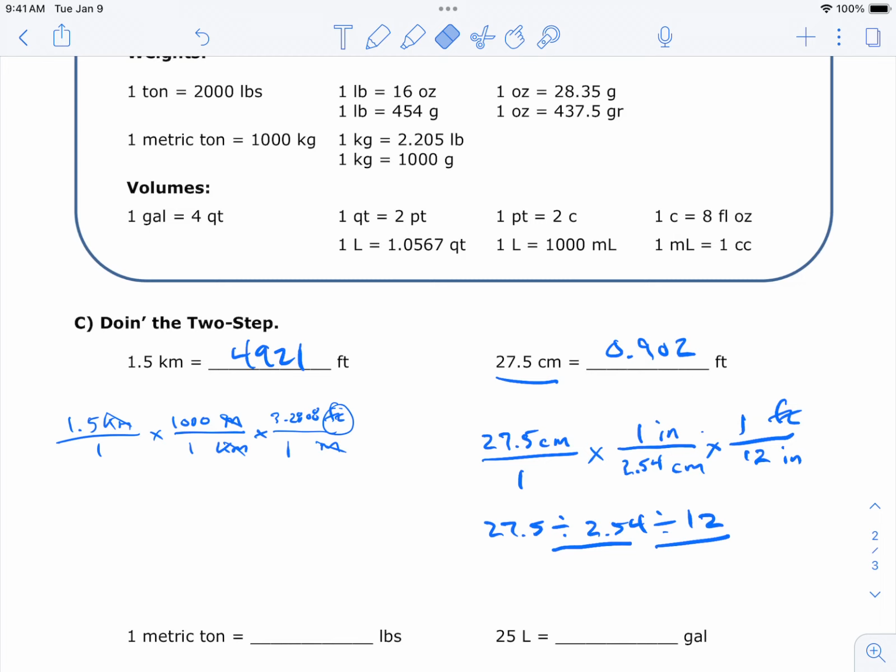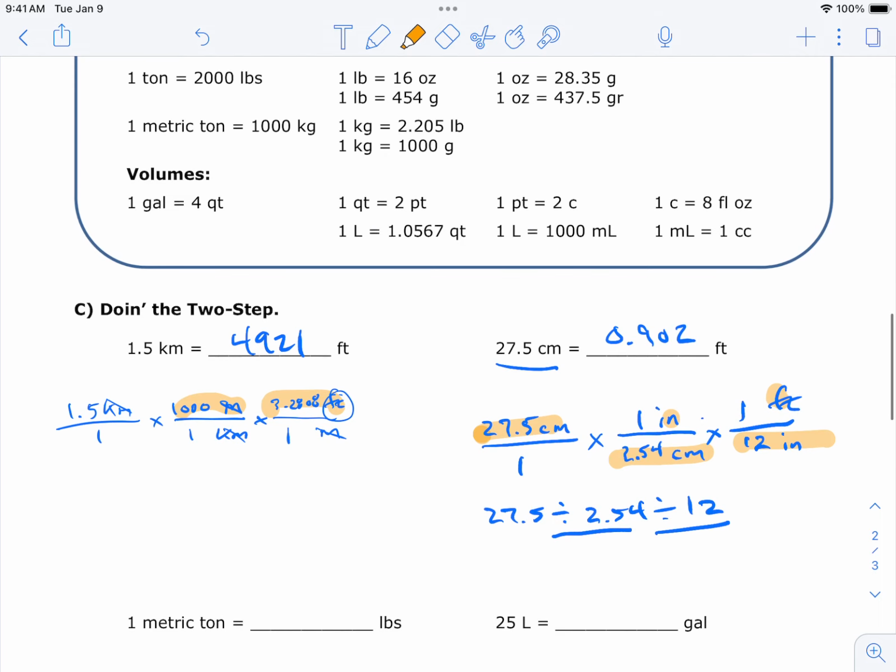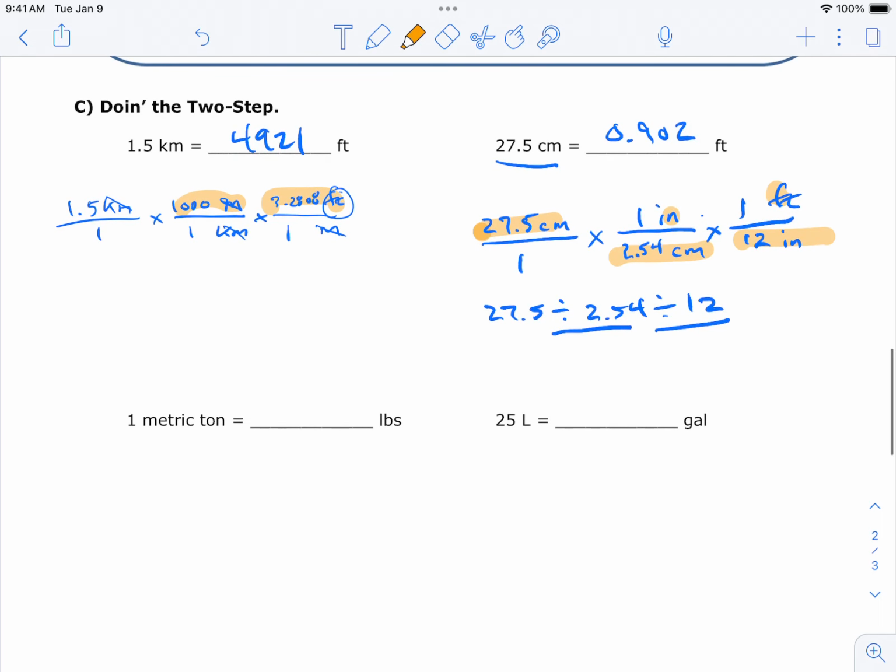Okay, so notice we had centimeters, and we had to divide by the 2.54 to get us inches, but then we had to divide by the 12 inches to get us feet. Bunch of division going on there, which is interesting. This example, we had to multiply a couple times. This one, we had to divide a couple times. Sometimes you have to do one and the other. You have to do a multiply, you have to do divide. You know, just set up the ratios. It'll keep you on track.